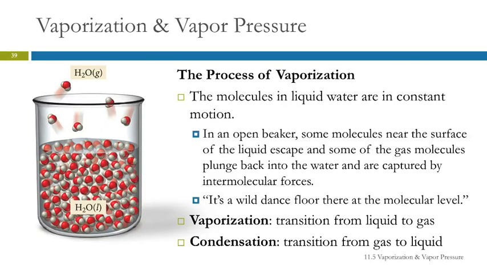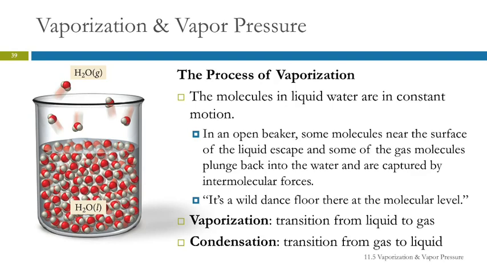So let's talk about vaporization and vapor pressure. Vaporization is when something goes from a liquid into the gas state. That could happen at room temperature, because we know that water will evaporate even though it's not boiling. It can also happen when a liquid is boiling.